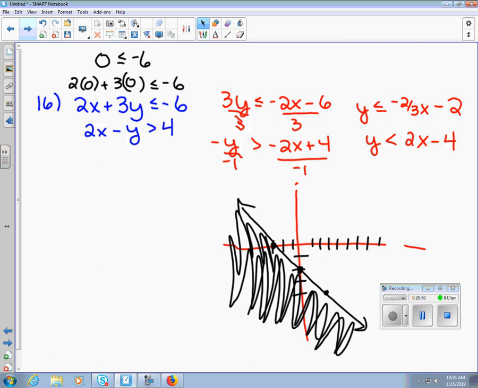Then the second inequality, we're going to start at -4, and then I'm going to go up to right 1. And then this one's going to be dashed. Why is this one dashed?